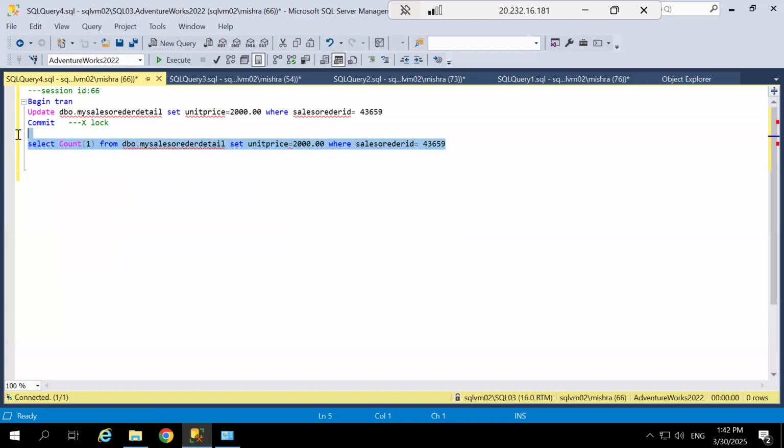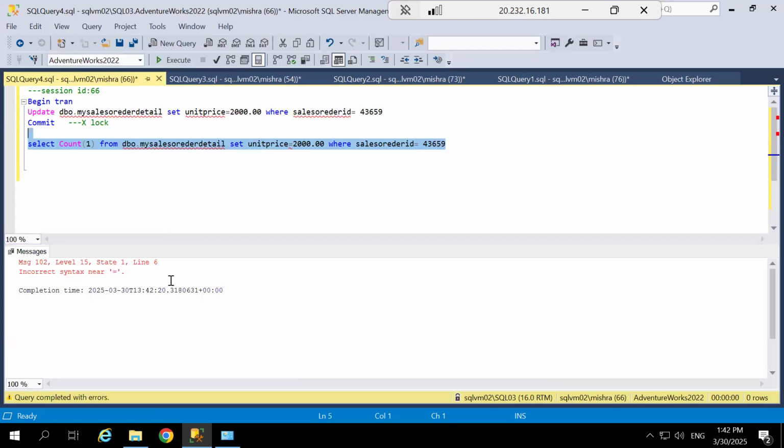There or not. What's wrong? Oh, SET should not be there, right? Invalid object name. It does not exist. Surprising for me. Is it not there?